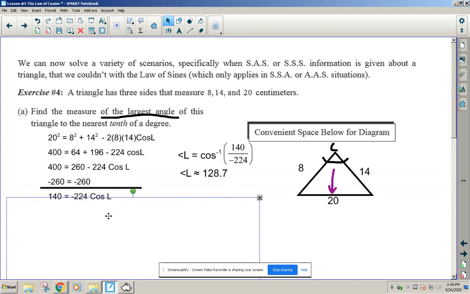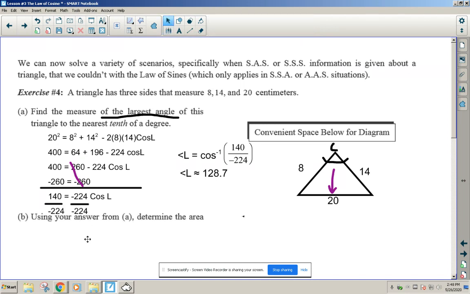And that gives me, let's see, 140 equals negative 224 cosine of L. And then I can divide both sides now by 224. And that brings me up here that the cosine of L is 140 divided by negative 224. If I want angle L, the cosine, I need the arc cosine. And I could just type in that ratio, and I get 128.7 degrees.